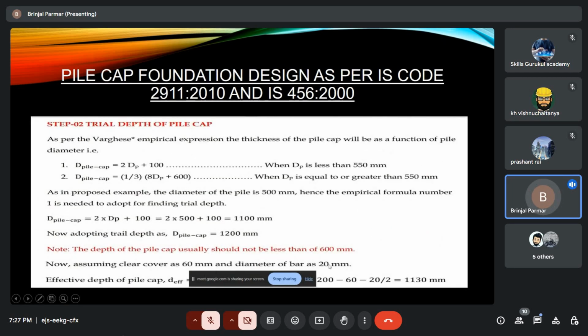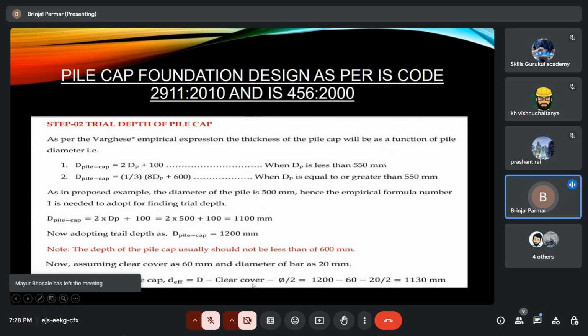The diameter of bar is 20 mm. Effective depth of the pile cap, d effective, is equal to T minus clear cover minus dia by 2, that is 1200 minus 60 minus 20 divided by 2. So we will get 1130 mm.